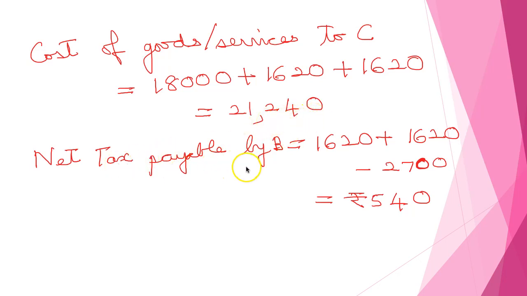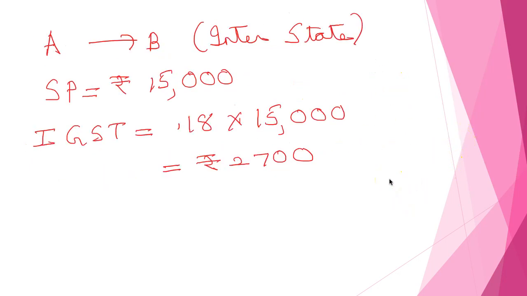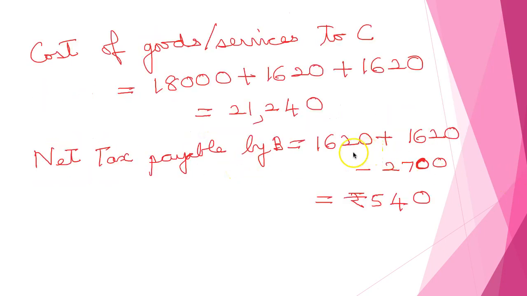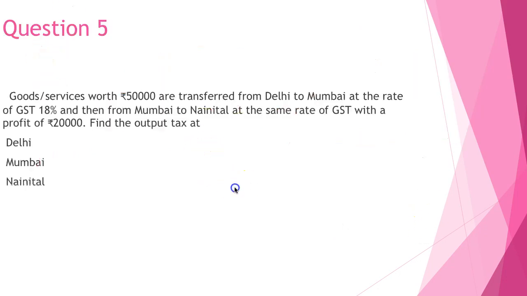And the net tax payable by B will be the total tax charged by B, 1,620 plus 1,620, minus 2,700, because 2,700 is the tax which B pays. So output tax minus input tax, that is rupees 540, which is the net tax payable by B.